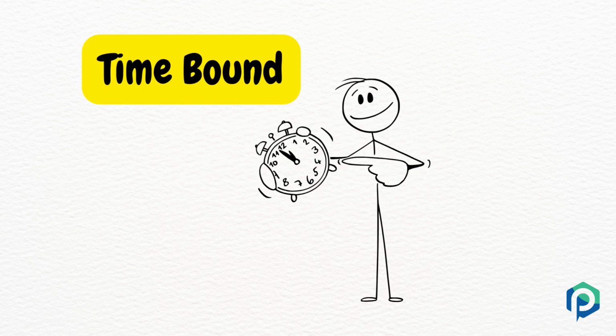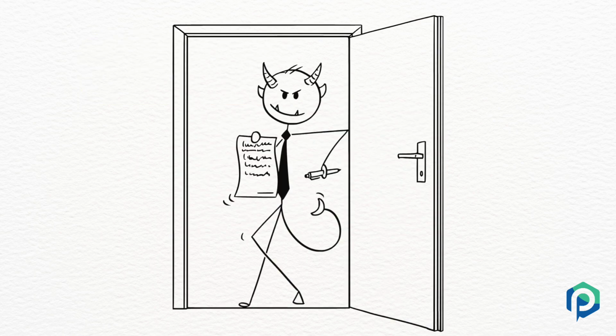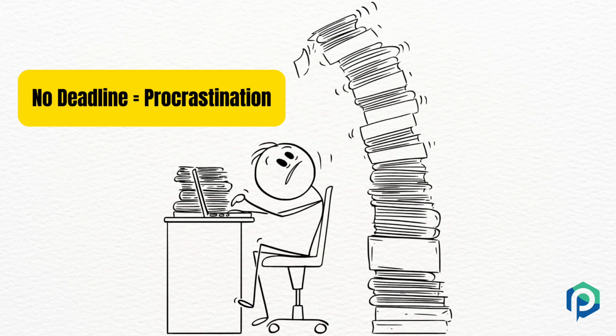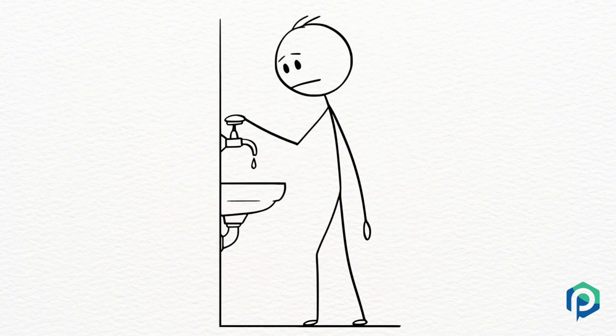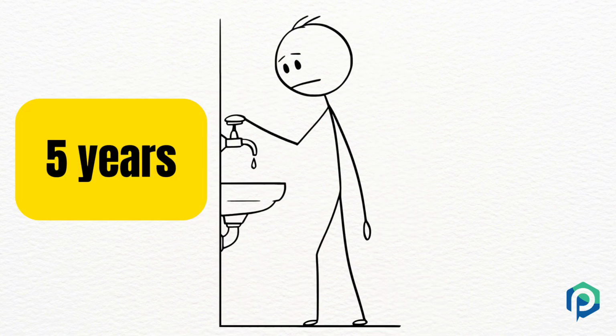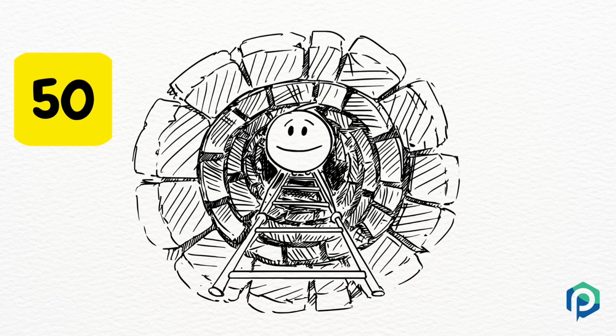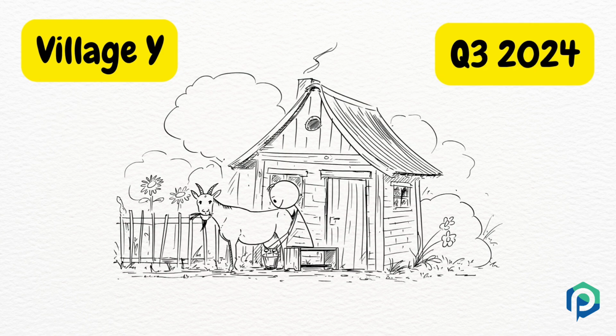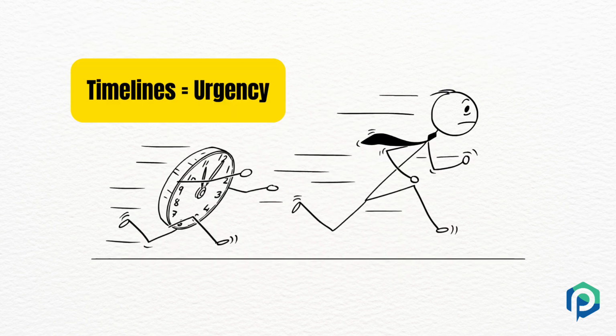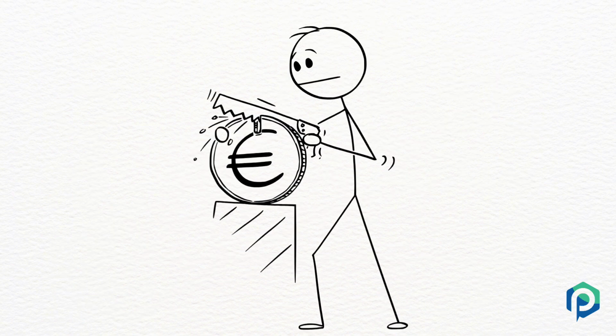Step 5, time-bound. Deadlines aren't evil, promise. No deadline equals forever procrastination. Increase access to clean water could take 5 years, or 50. Add a time frame. Install 50 boreholes in Village Y by Q3 2024. Timeframes create urgency and help you course correct when life, or budgets, explode.